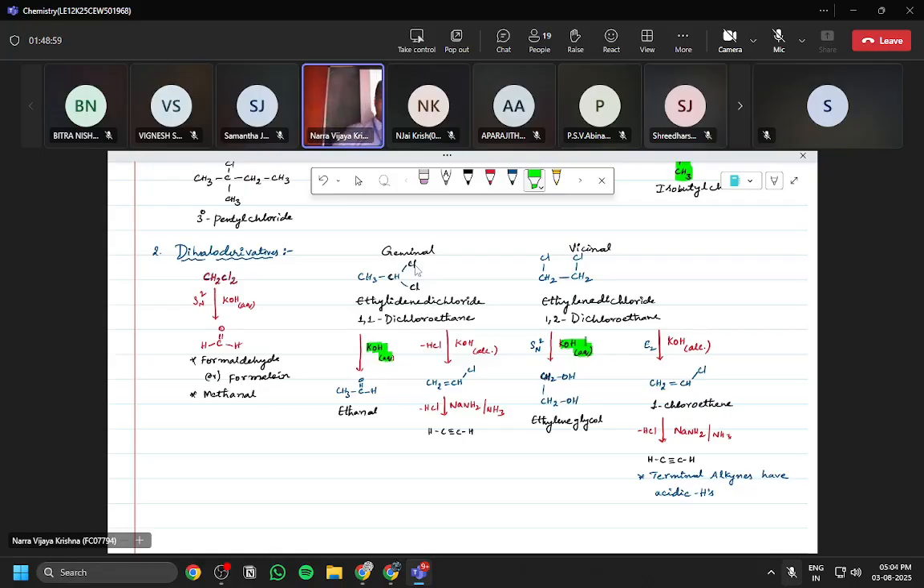Right, sir? Any other examples do they give under dihalo derivatives? Under dihalo derivatives, do they give anything else? Dichlorobenzene, okay. I am taking one more example then.